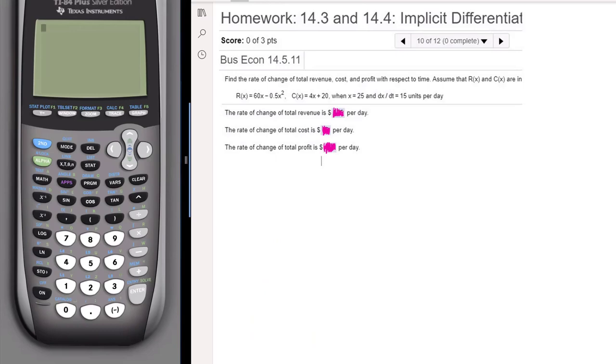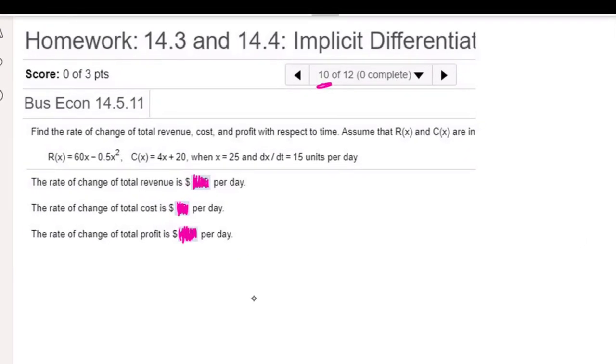Okay, the last type of problem that I want to do is one like number 10 on your homework assignment, and this is one where you have revenue, cost, and profit, and they actually want you to find the rate of change of revenue and cost and profit with respect to time. So they're actually wanting you to find dr dt for each of these types of problems. So let's look at the revenue one first, since it comes up first.